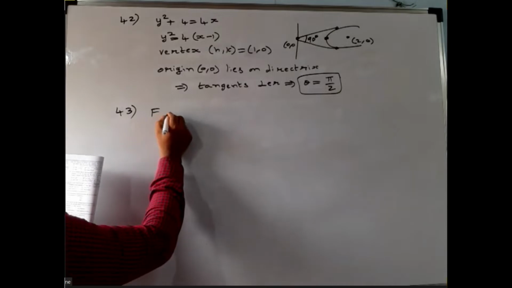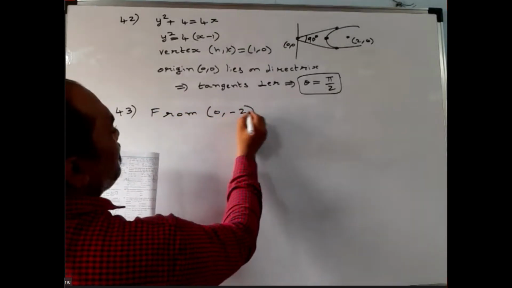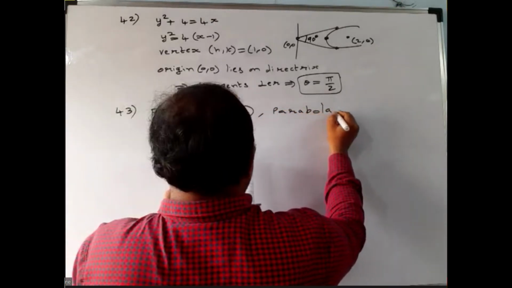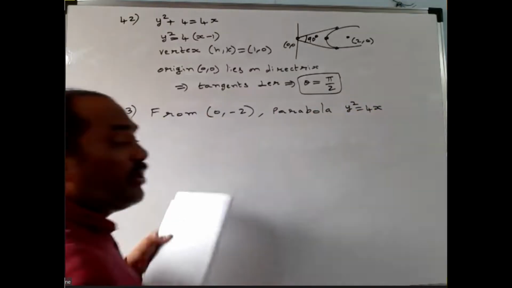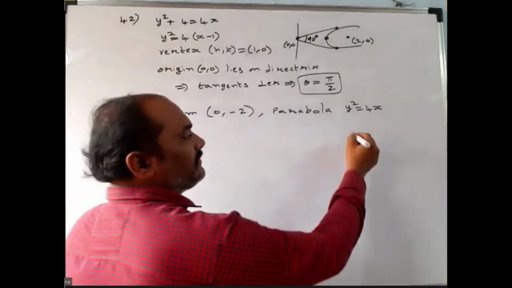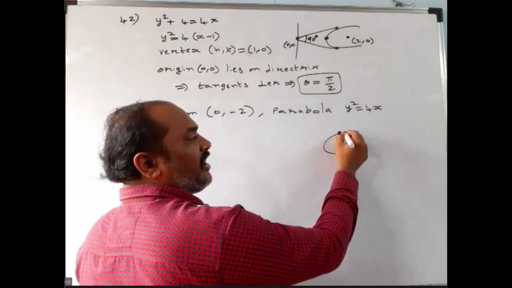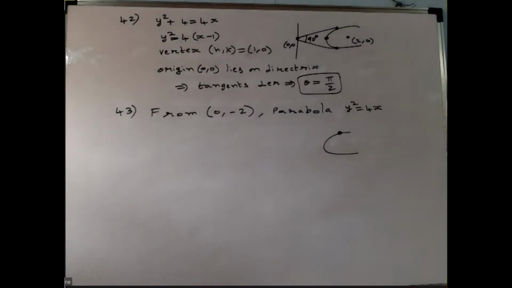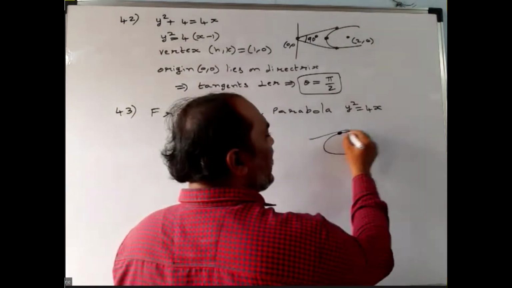(0, -2) to the parabola y square is equal to 4x. How many tangents can we draw? Students, don't write. The parabola is there, the point is there. How many tangents can we draw? The parabola is there. The point is there. How many tangents can we draw?